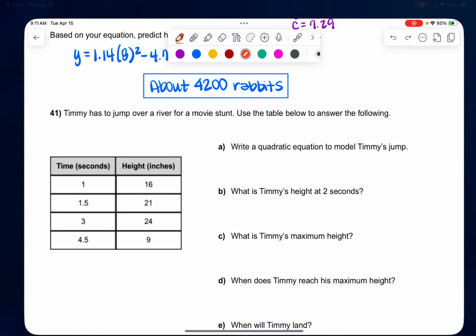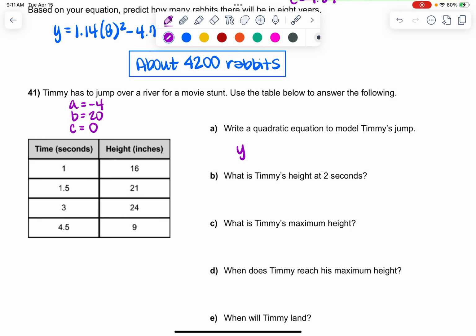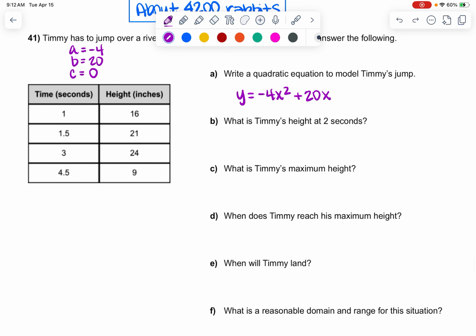All right, so I'm going to go back over here. I'm just going to write those numbers down really fast. So A was -4, B was 20, and C is 0. So that's going to allow me to write the quadratic equation, y equals -4x squared. That's my A value in the front. Plus 20x, that's my B value. And if you want to put the plus 0 on the end, you're more than welcome to, but I'm just going to leave that off. All right, then once we have this equation, we should be able to answer a whole slew of questions. And we also have it in Desmos, so we can just kind of use Desmos too.